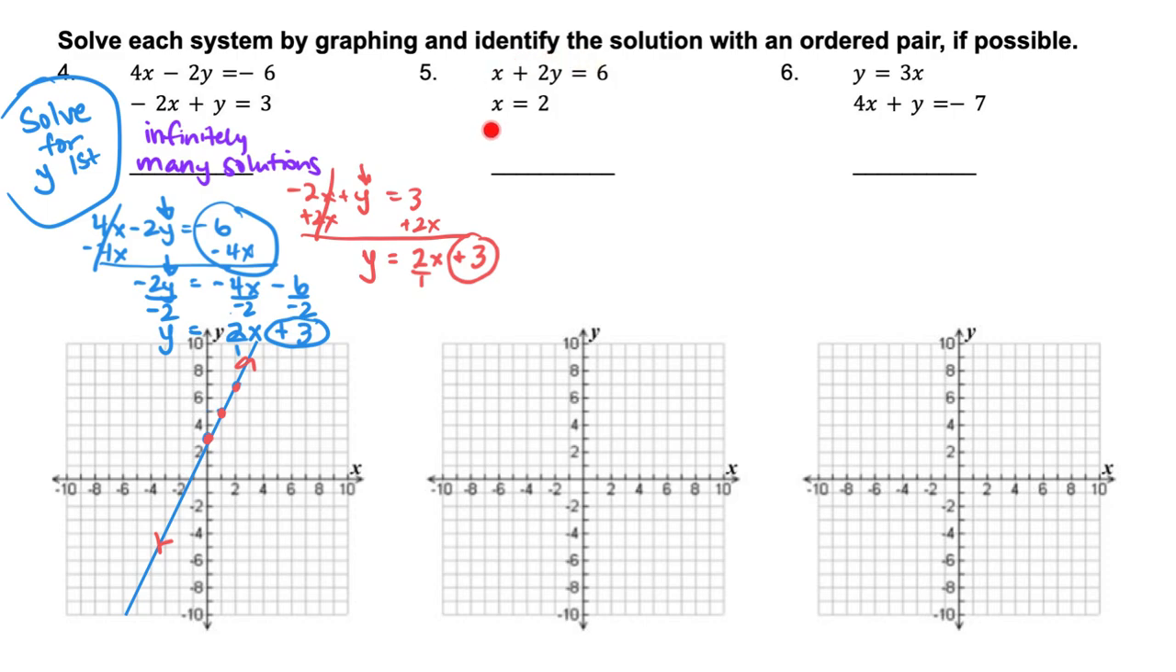With our next set of equations, take a moment to graph those. Pause here.